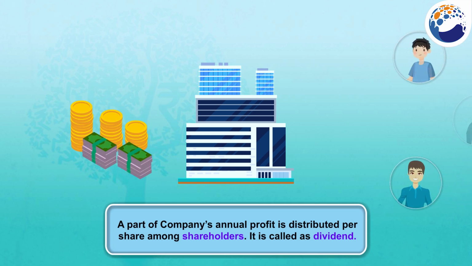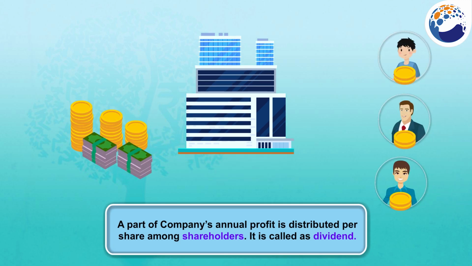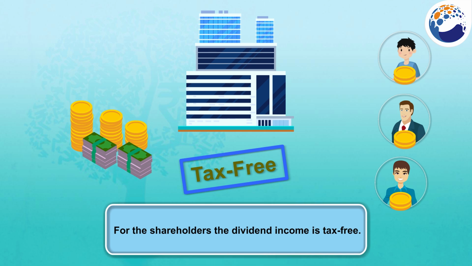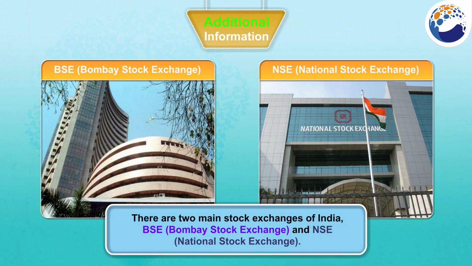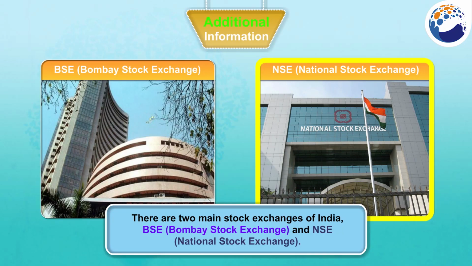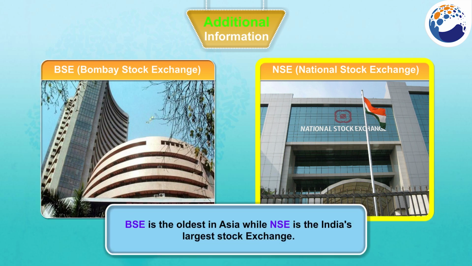A part of the company's annual profit is distributed per share among shareholders. It is called dividend. For the shareholders, the dividend income is tax-free. Additional information. There are two main stock markets of India, BSE, Bombay Stock Exchange, and NSE, National Stock Exchange. BSE is the oldest in Asia, while NSE is India's largest stock exchange.